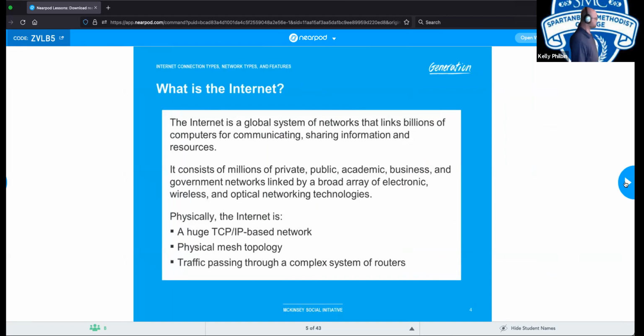All right, what is the internet? Seemingly simple and complex question all at the same time. It is essentially a global system of networks that have been linked together, and it links essentially billions of computers for communicating, sharing information, and resources.